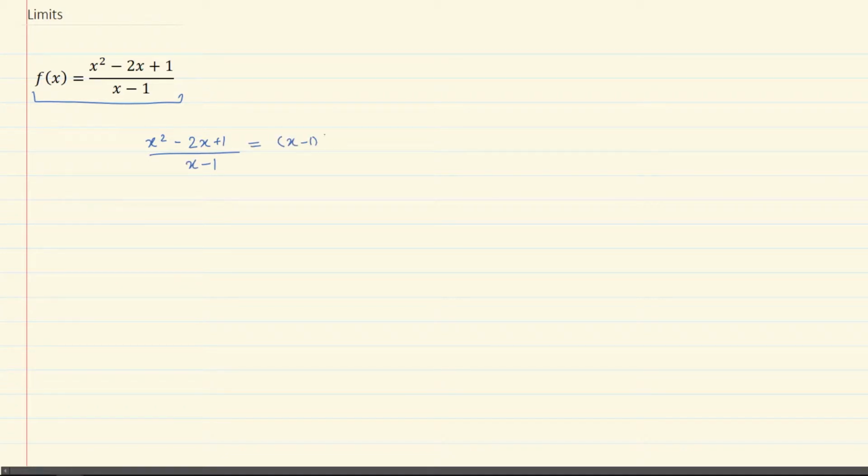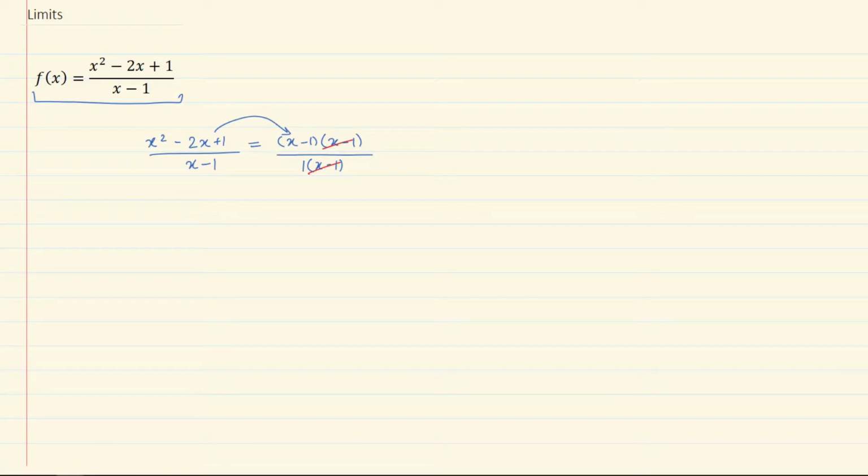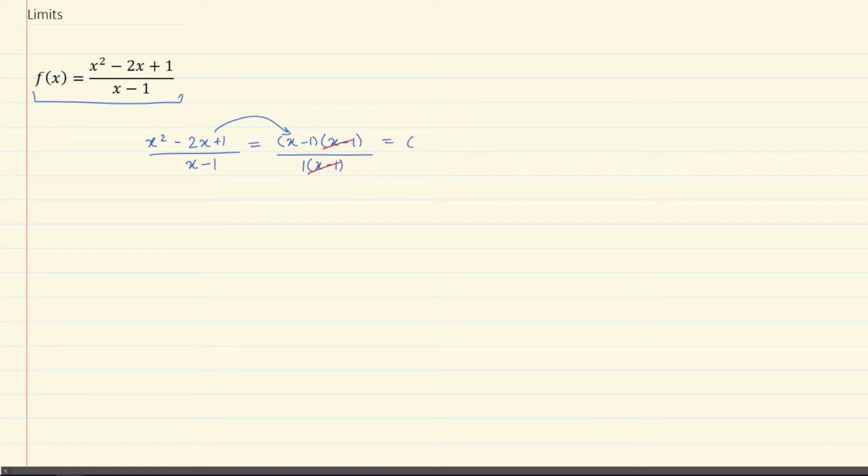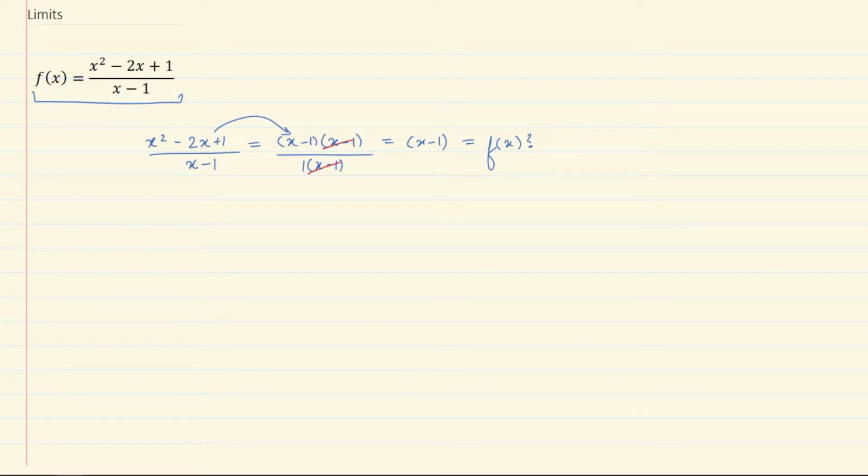So we can factor x minus 1 times x minus 1 from x squared minus 2x plus 1, and in the bottom we get 1 times x minus 1. And we can cancel out two of these and just end up with x minus 1. So does this mean that x minus 1 is equal to f of x?